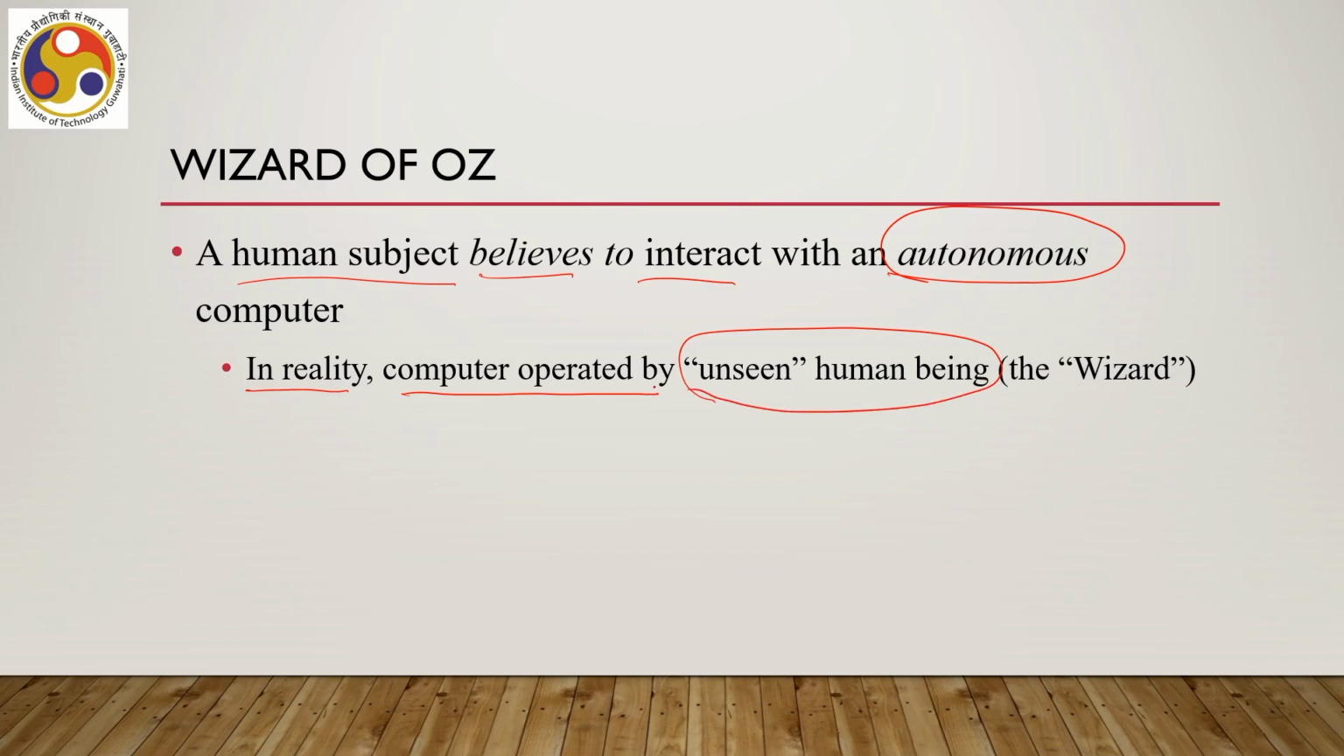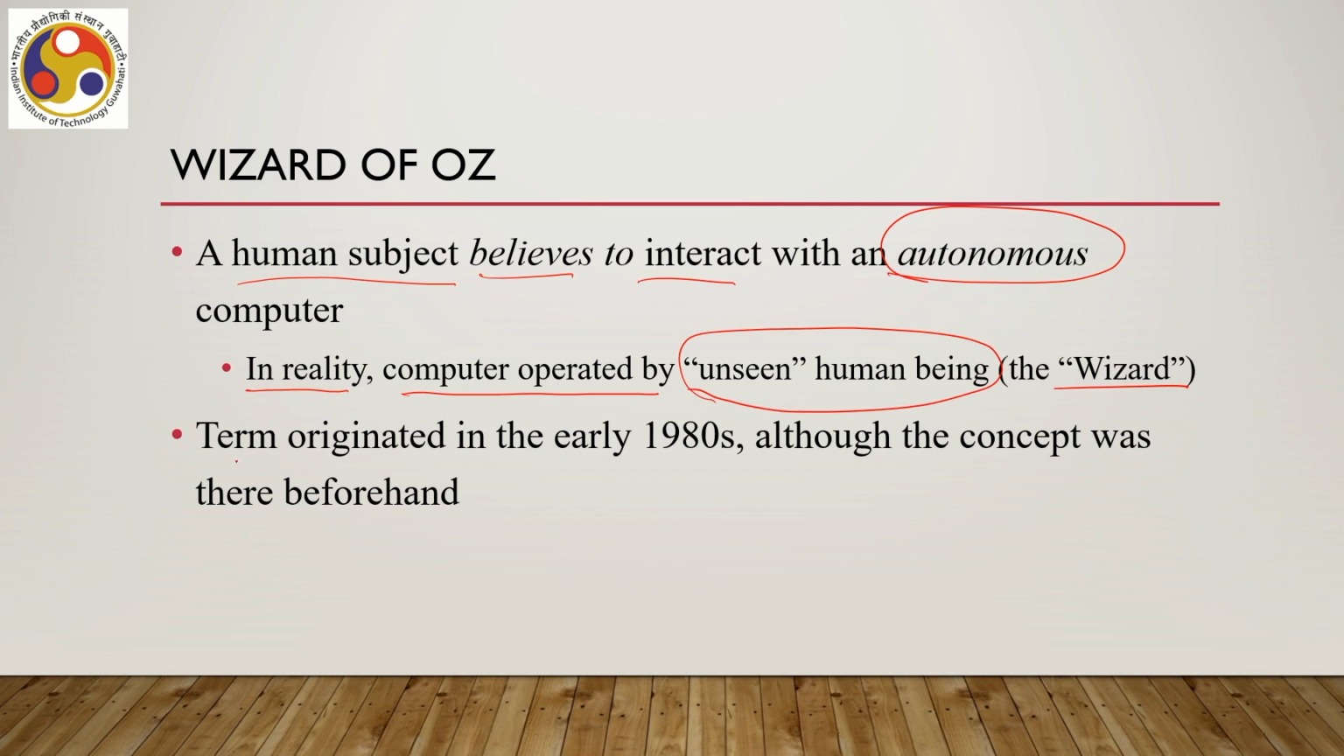subject. That operator can be called the wizard. So, whatever the human subject wants from the computer, the wizard somehow knows and shows in some manner or returns the result in some manner to the subject. The term originated in the early 1980s, although the concept was there beforehand.